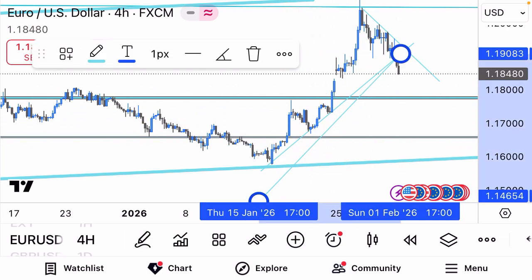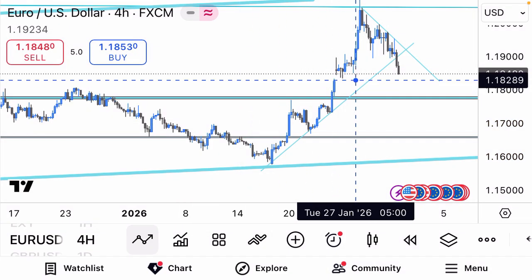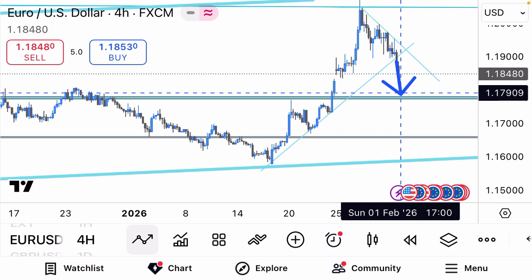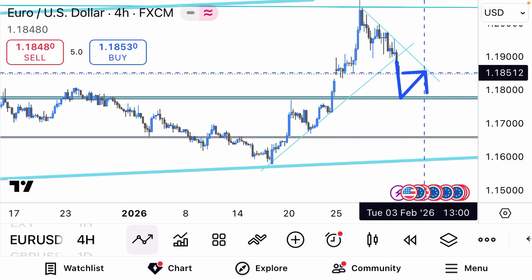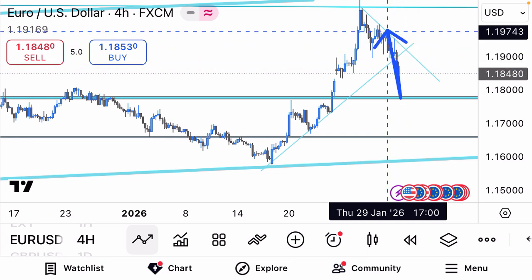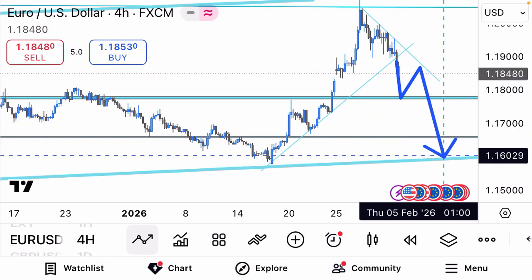So something like this is what I'll be expecting from the market going into this week. Probably the market opens in a gap, so something like this, maybe a tap off of this level, then a push back up to this level to tap this sell trend line, then a continuation to the downside. So this is exactly what I'm going to be expecting from the market.